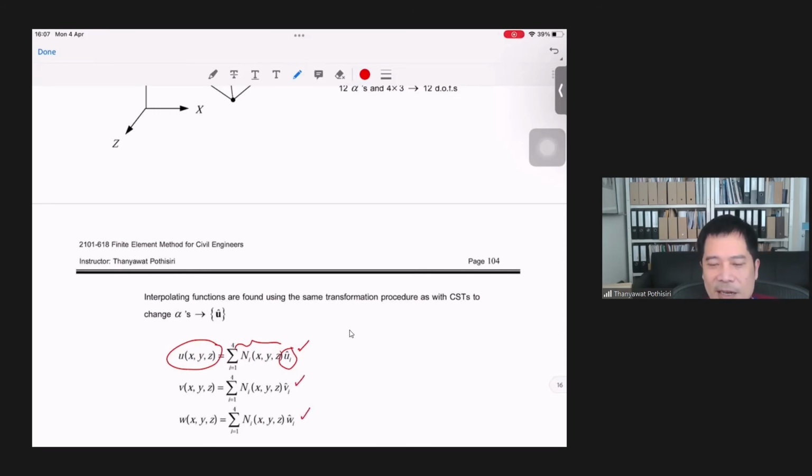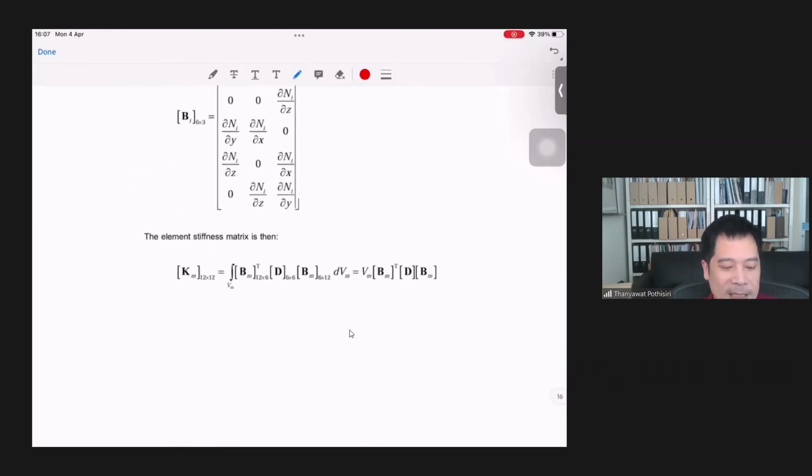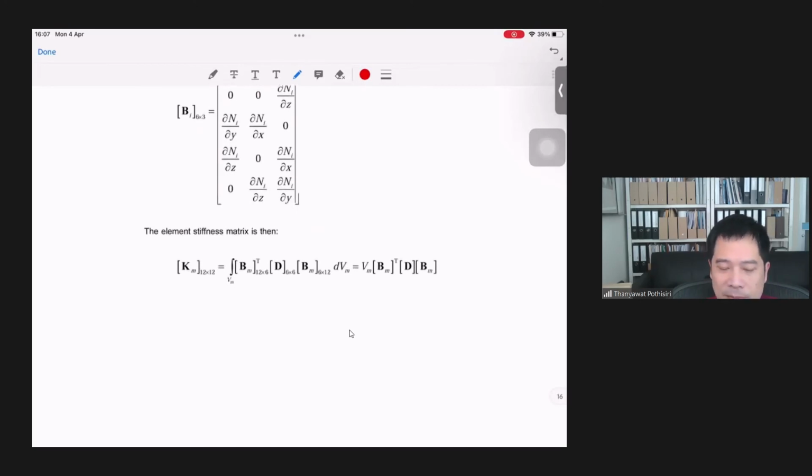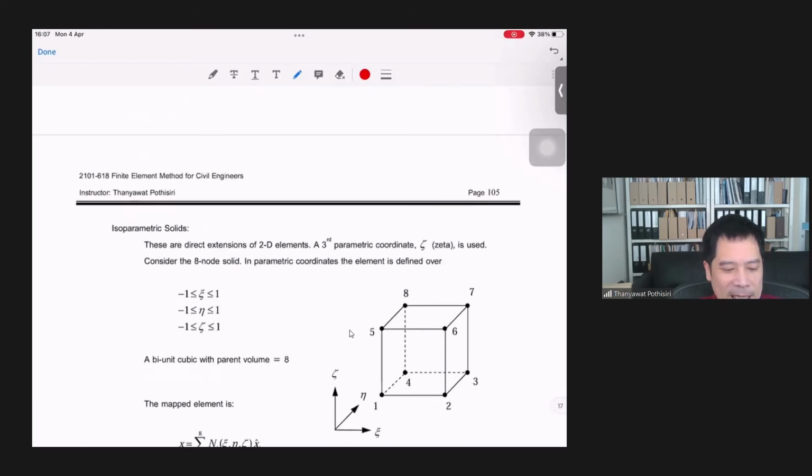So you're going to have the same set of interpolation functions or shape functions to approximate your displacement field in each direction X, Y, and Z. So now you're going to be dealing with a bigger element stiffness matrix. It means more computations involved, but still the same basic concept would apply.